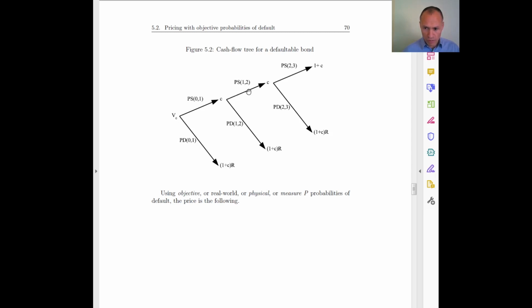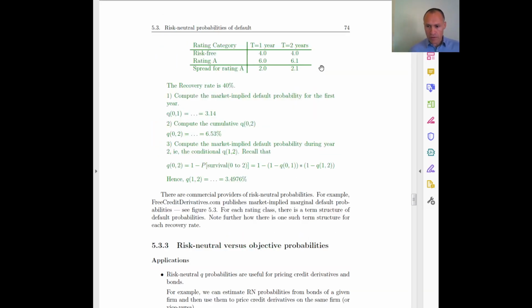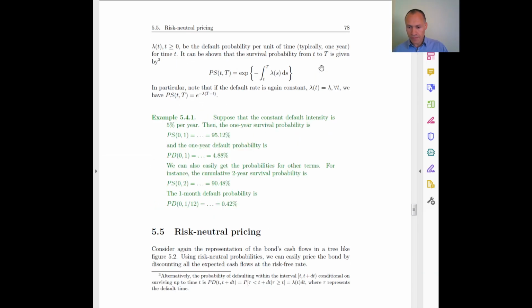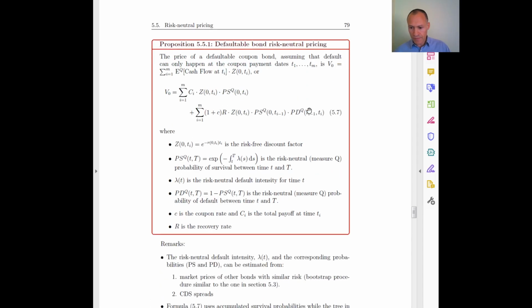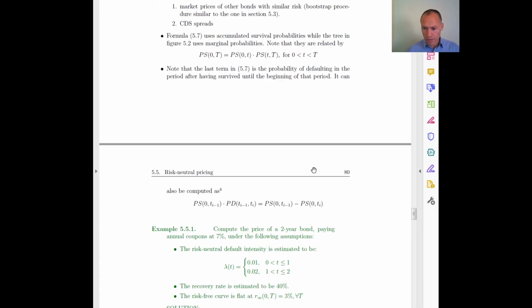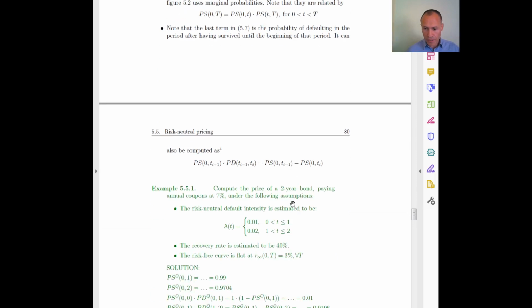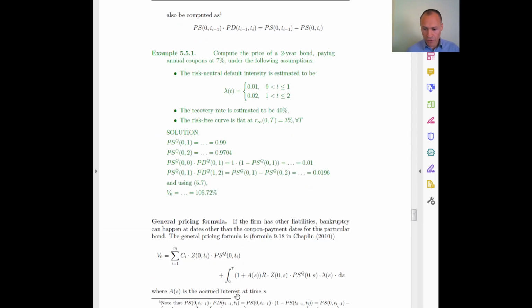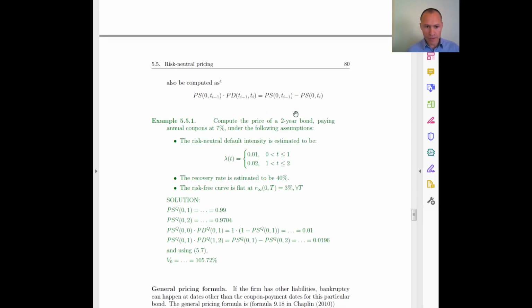So it's going to be the probability of surviving up to here, the beginning of the period, minus the probability of surviving up to the end of that period. Okay, so going back to the equation here, I was just describing this step here. The proof is down here in the footnotes. You can look at this later on.